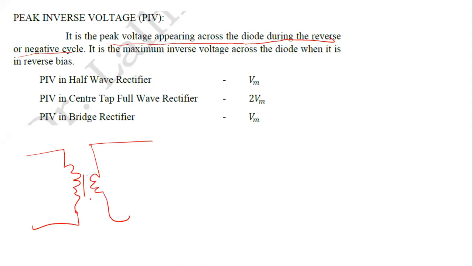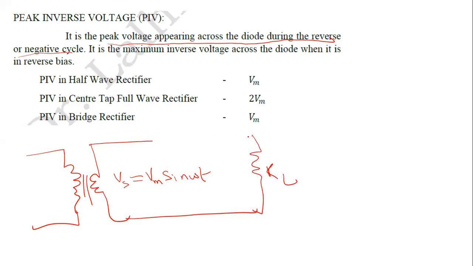So in a half wave rectifier, remember, we have a primary and secondary of this transformer, and this secondary of the transformer has a signal voltage of V equal to Vm sine omega t. Now you have a load resistance RL, and a diode D1 here, a single diode in a half wave rectifier. So this was your half wave rectifier.